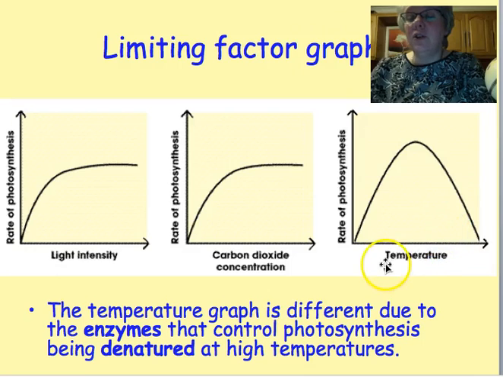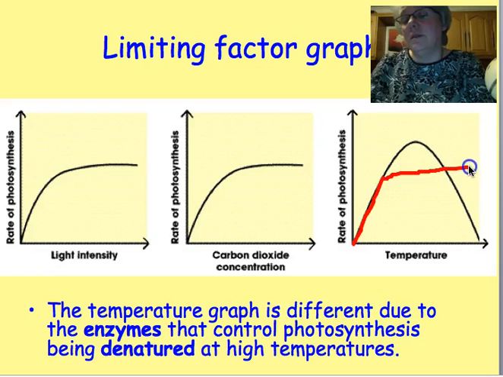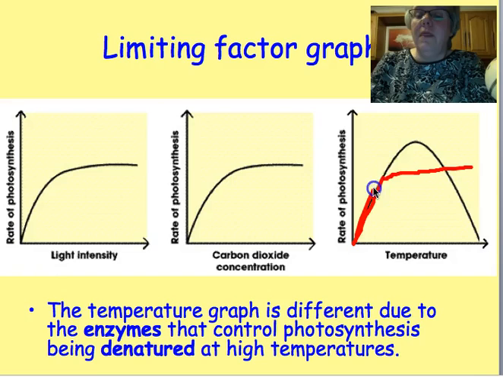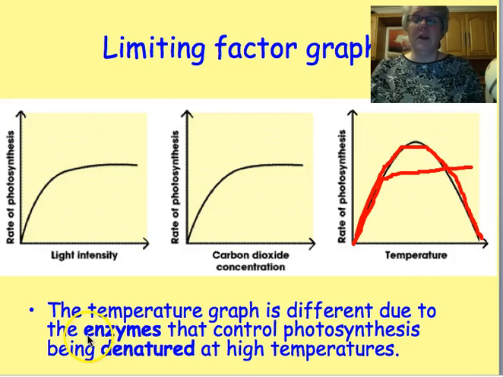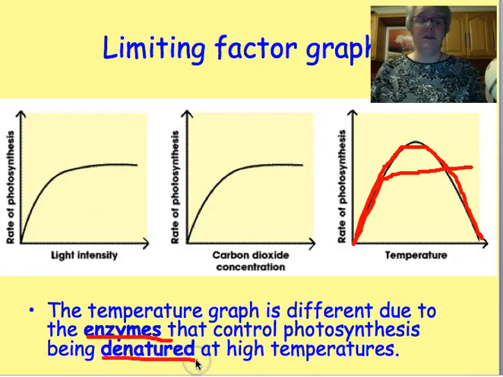And for this one, you could get a temperature graph that looks very similar to the ones that we've already been looking at. In other words, it looks like this and then like this. And you would say that temperature is limiting at this point in the slope. And after here, it's carbon dioxide concentration or light intensity. Or you may see a graph that looks like this one. That one is about the fact that enzymes are involved in photosynthesis, and that as the temperature increases to higher temperatures, the enzymes end up being denatured.